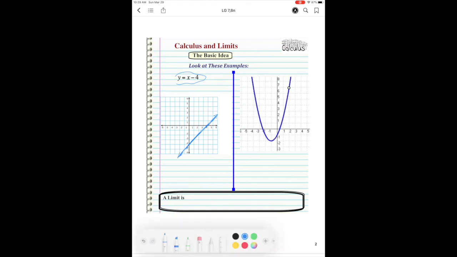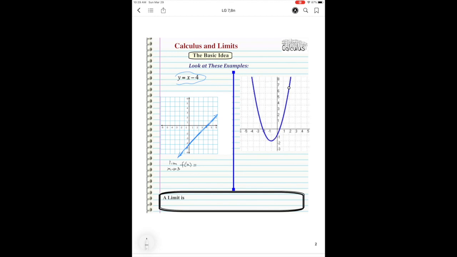Now let's make it into a limit question. Let's say the limit as x is approaching, let's pick any number, I'm going to pick 3, of this function. What is our limit? What's the answer?